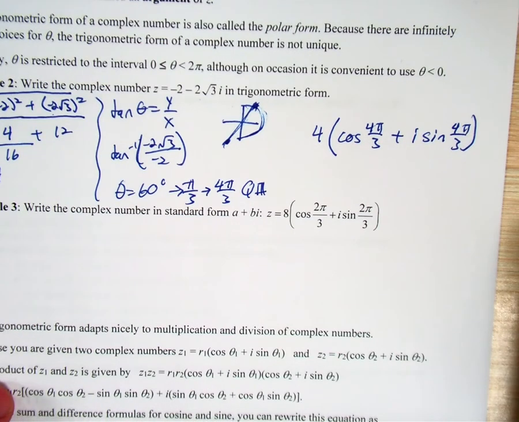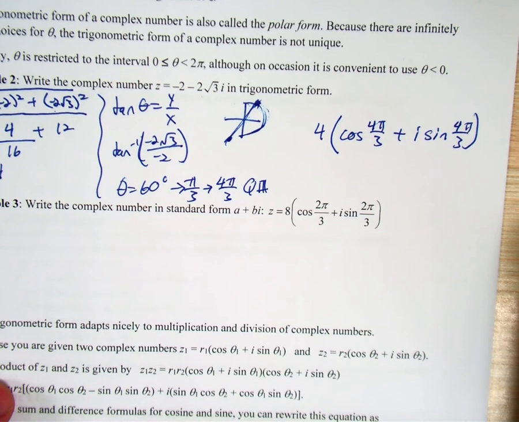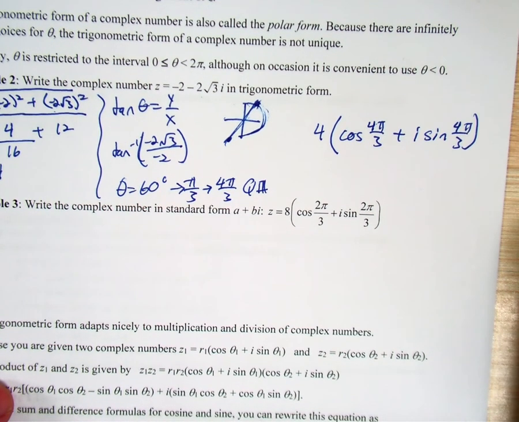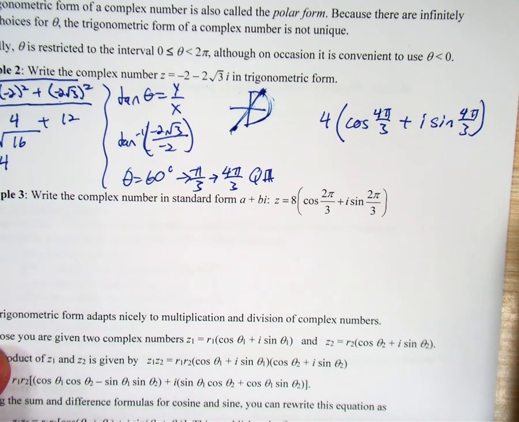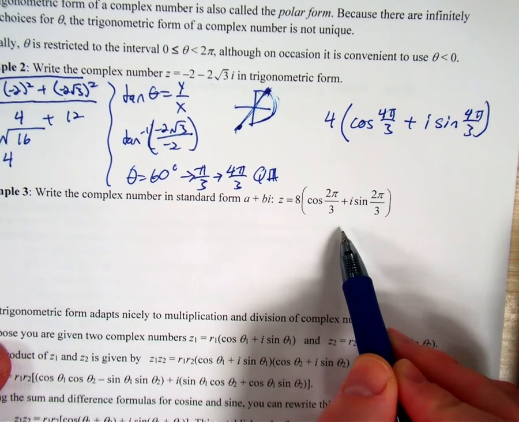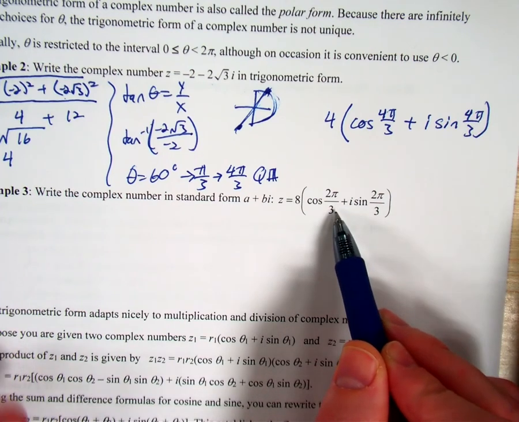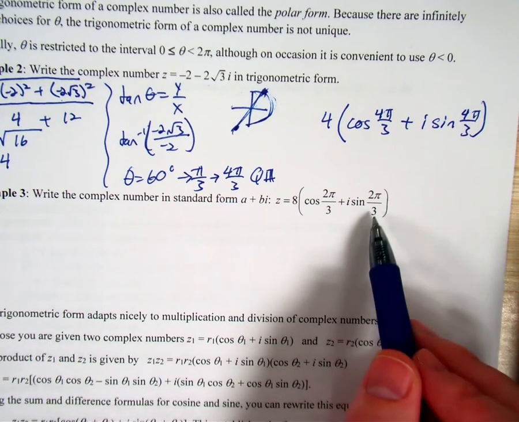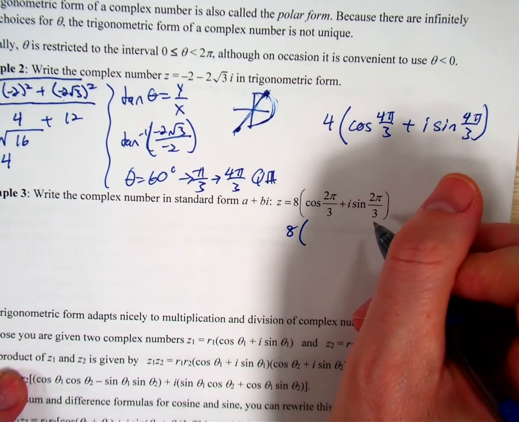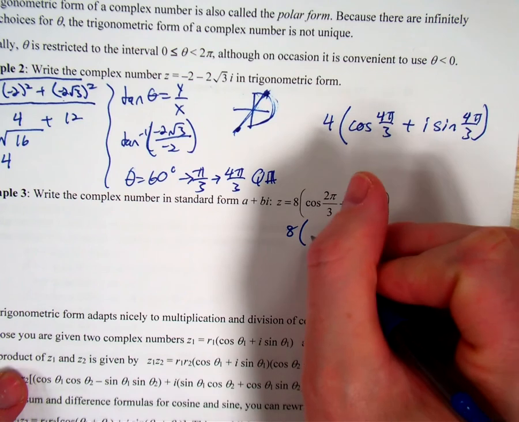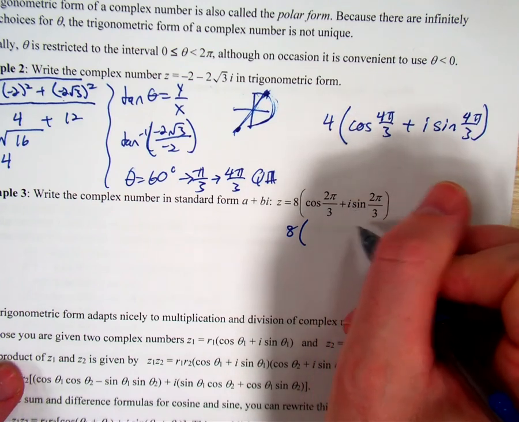Okay, now go the other way. Take the complex number in trig form to standard form. So we have 8 times cosine of 2 pi over 3 plus i sine 2 pi over 3. All right, 2 pi over 3 is on your unit circle, so I would expect you to be able to do this without the calculator. Some of these might not be on the unit circle, so then you wouldn't be able to do that necessarily quite as easily. 2 pi over 3 for our cosine.